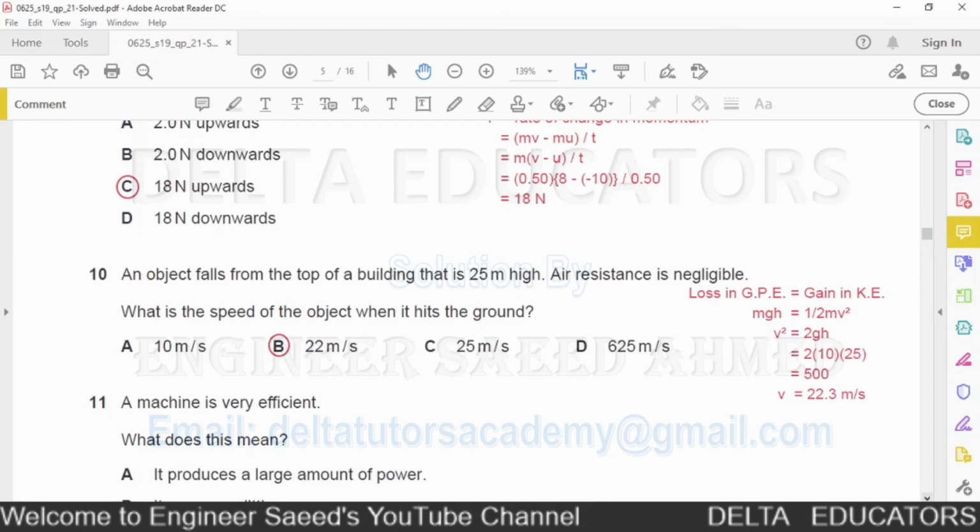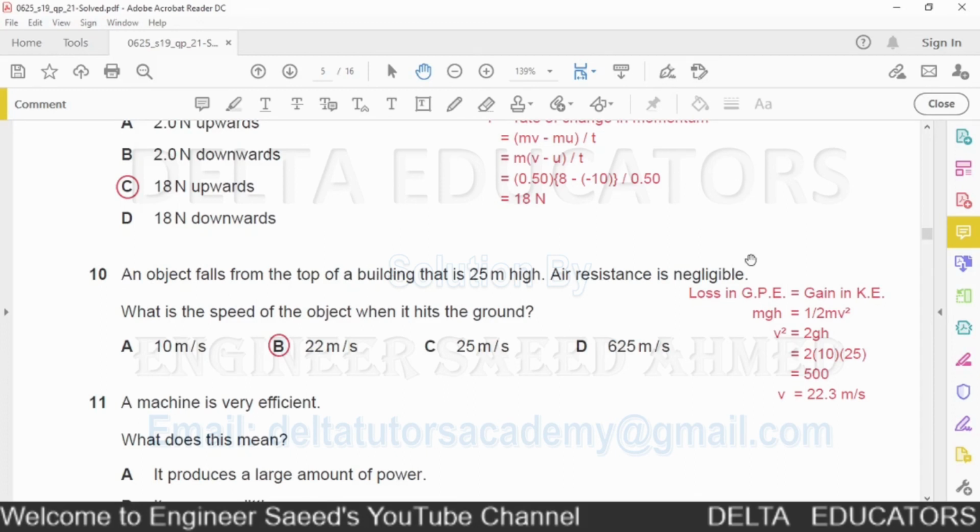Question number 10. An object falls from the top of a building that is 25 meters high. Air resistance is negligible. What is the speed of the object when it hits the ground? When an object falls down, its gravitational potential energy decreases and its kinetic energy increases. So here we can say loss in gravitational potential energy is equal to gain in kinetic energy.